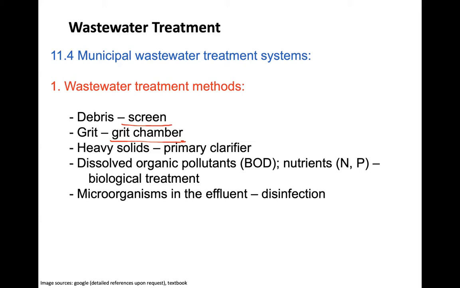So then this pre-treated water will go into a primary clarifier. So basically, these steps are called the primary treatment. Okay, so I'll just write it first treatment.